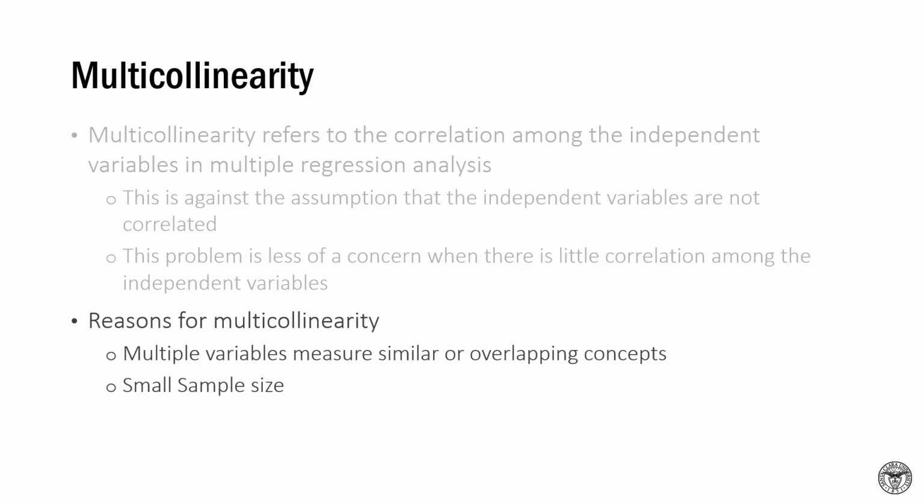Multicollinearity can arise for various reasons, such as when two or more independent variables measure similar or overlapping concepts, or when they are computed from the same underlying data. Multicollinearity can also arise when there's a small sample size, leading to imprecise estimates of the correlation between independent variables.